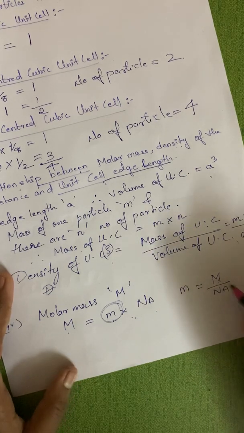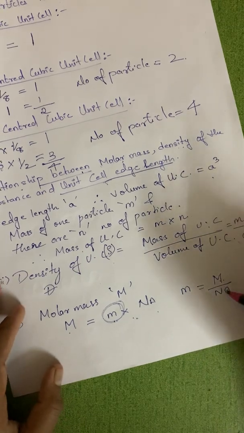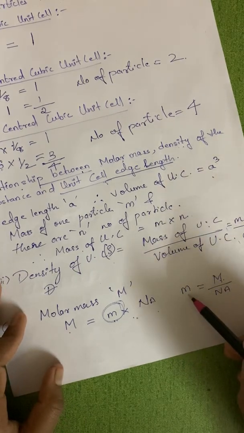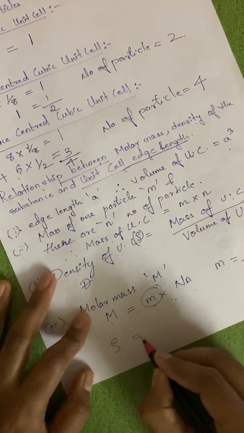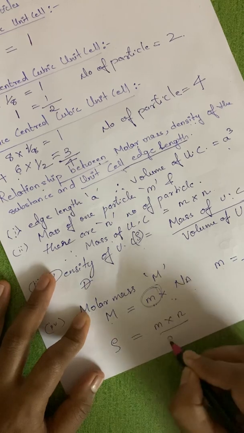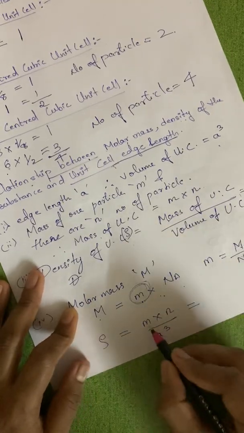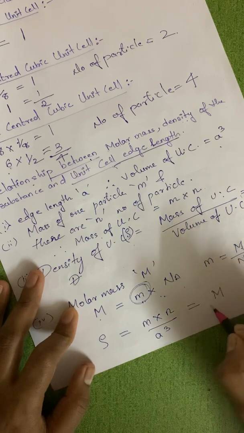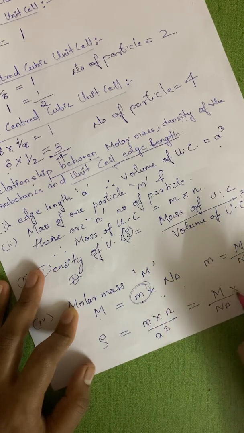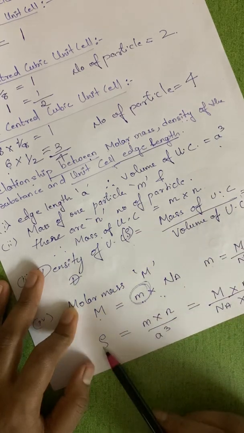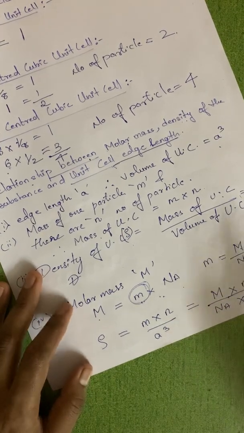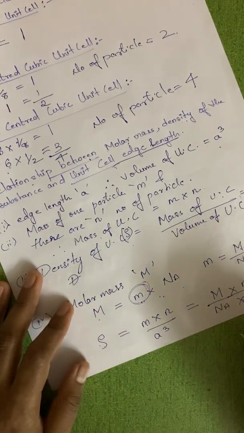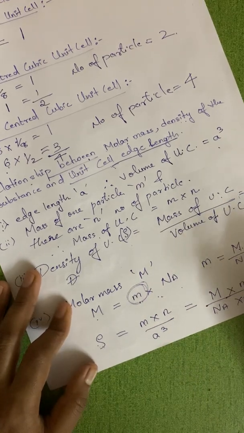Now I'll combine these two equations. That means I'll substitute the value of m in the above equation. So density, which was equal to m into n upon a cube, now will be equal to, instead of m, I can write M upon Na, rest all remains the same. So this is my expression: density is equal to M into n upon a cube into Na. You have to remember this expression, which is very important.